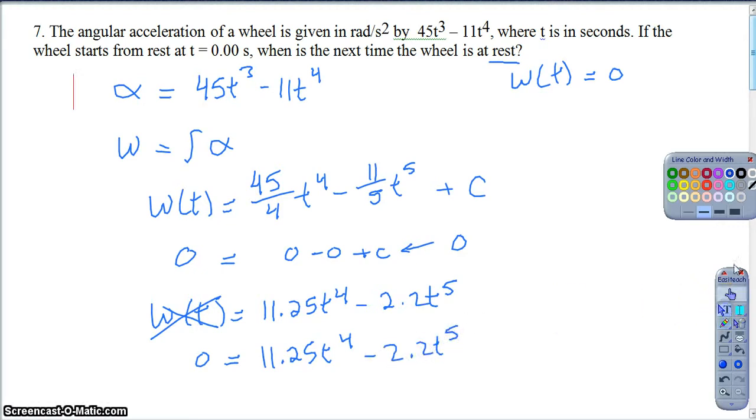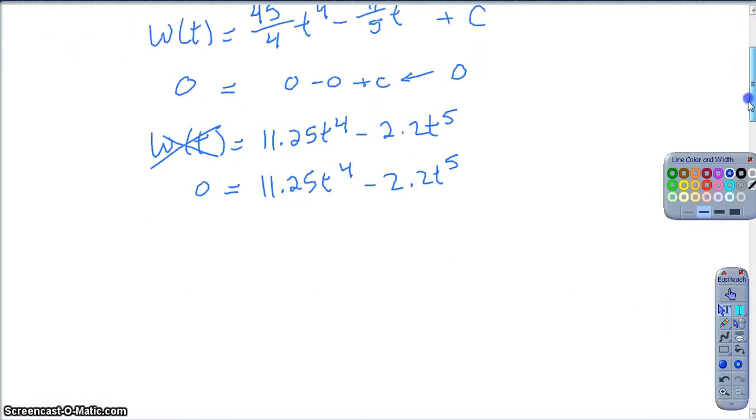And in order to figure out when it's going to be at 0 again, I really just need to figure out what the zeros of this function are. So I need to solve for t. Well, it looks worse than it is. I know some of us are thinking maybe graph it, but if you just go back to factoring, what's the most that I can factor out of both of these? Well, I can factor a t to the fourth out of each of those. And the reason that's helpful is then I get 11.25 minus 2.2t.